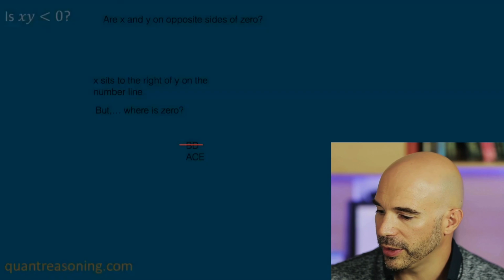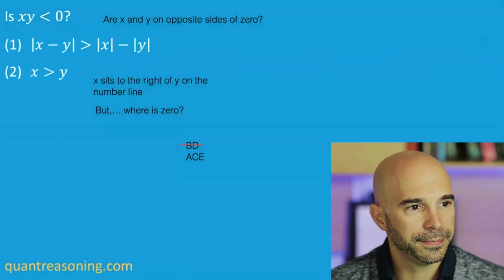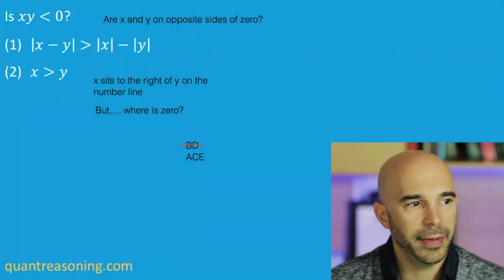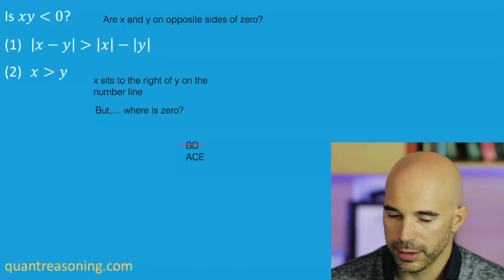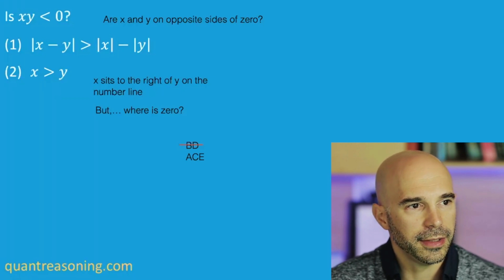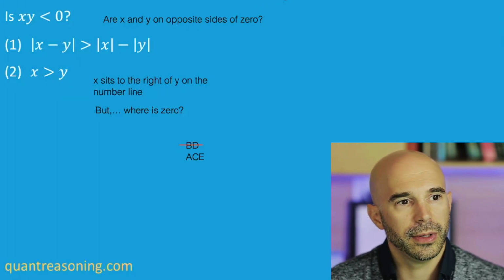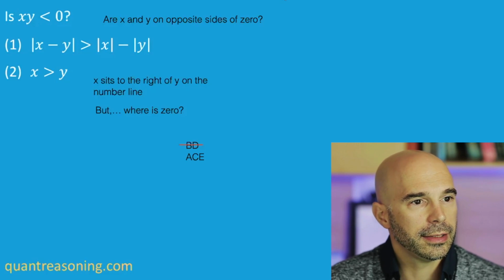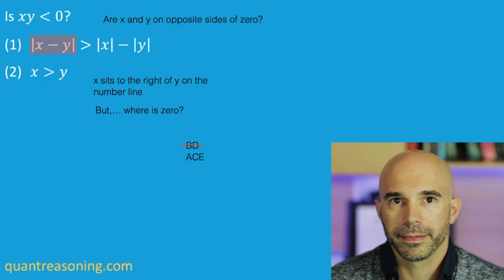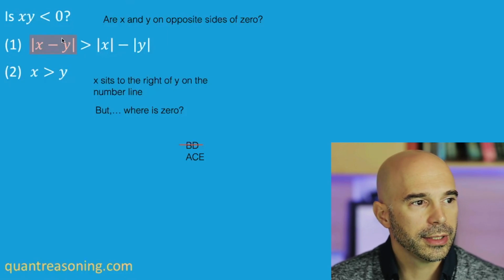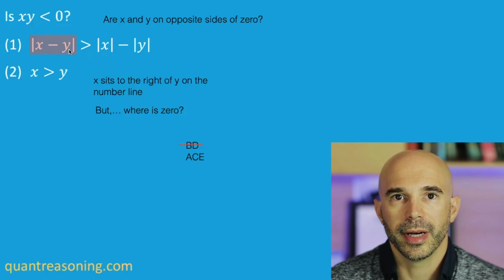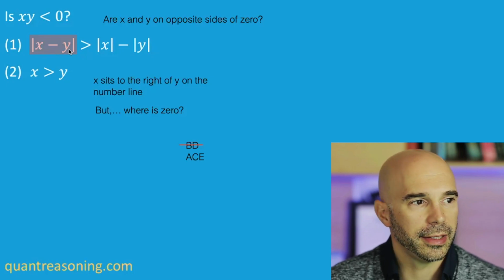So let's talk about this inequality here in statement 1. What observations would I make when I look at this inequality? I think the first and most important observation when it comes to absolute values is to identify that the left-hand side is not negative. Why is it not negative? Well, because it represents a distance. A distance between two things on the number line is never negative.